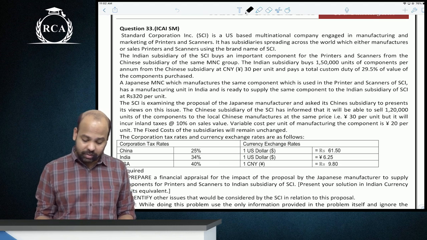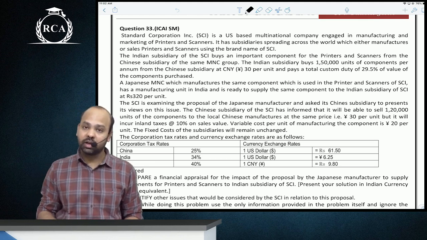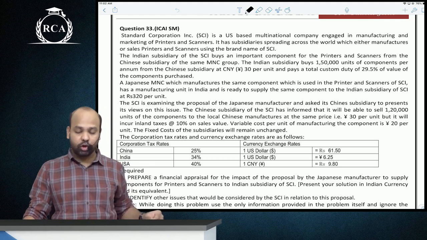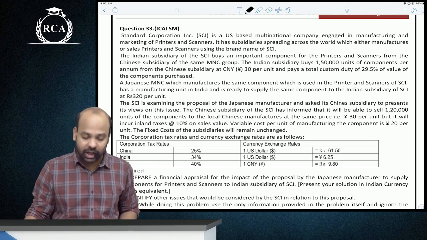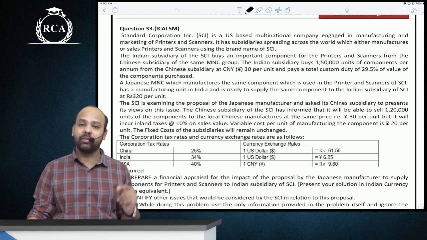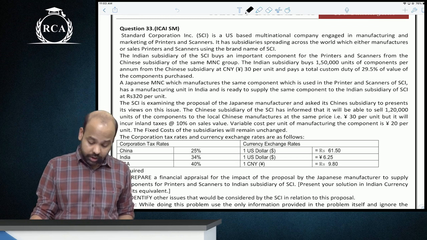A Japanese MNC which manufactures the same component, which is used in the printers and scanners of SCI, has a manufacturing unit in India. Now this is outside our company and is ready to supply the same component to the Indian subsidiary of SCI at 320 rupees per unit only. So this Japanese company, beta, is willing to supply us this component at 320 rupees per unit.